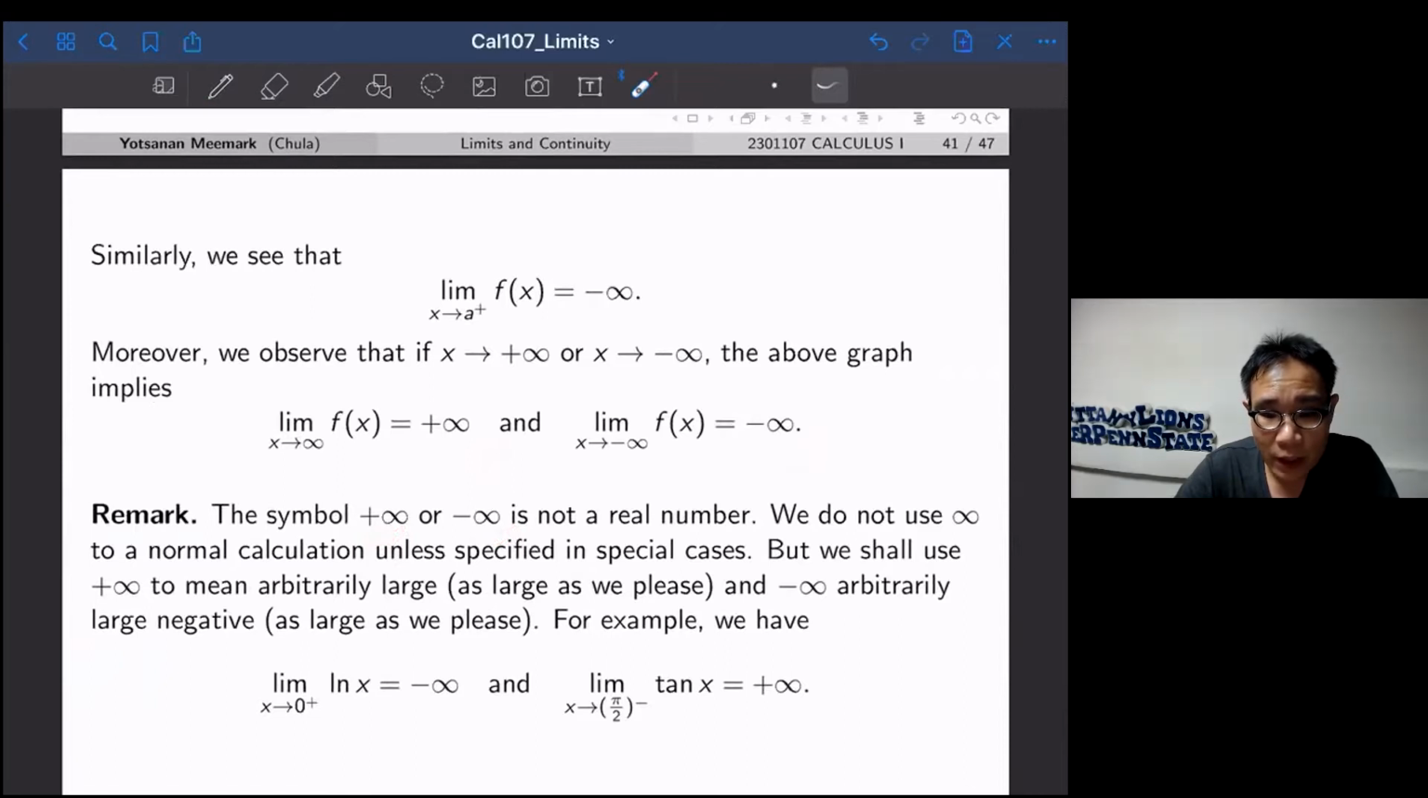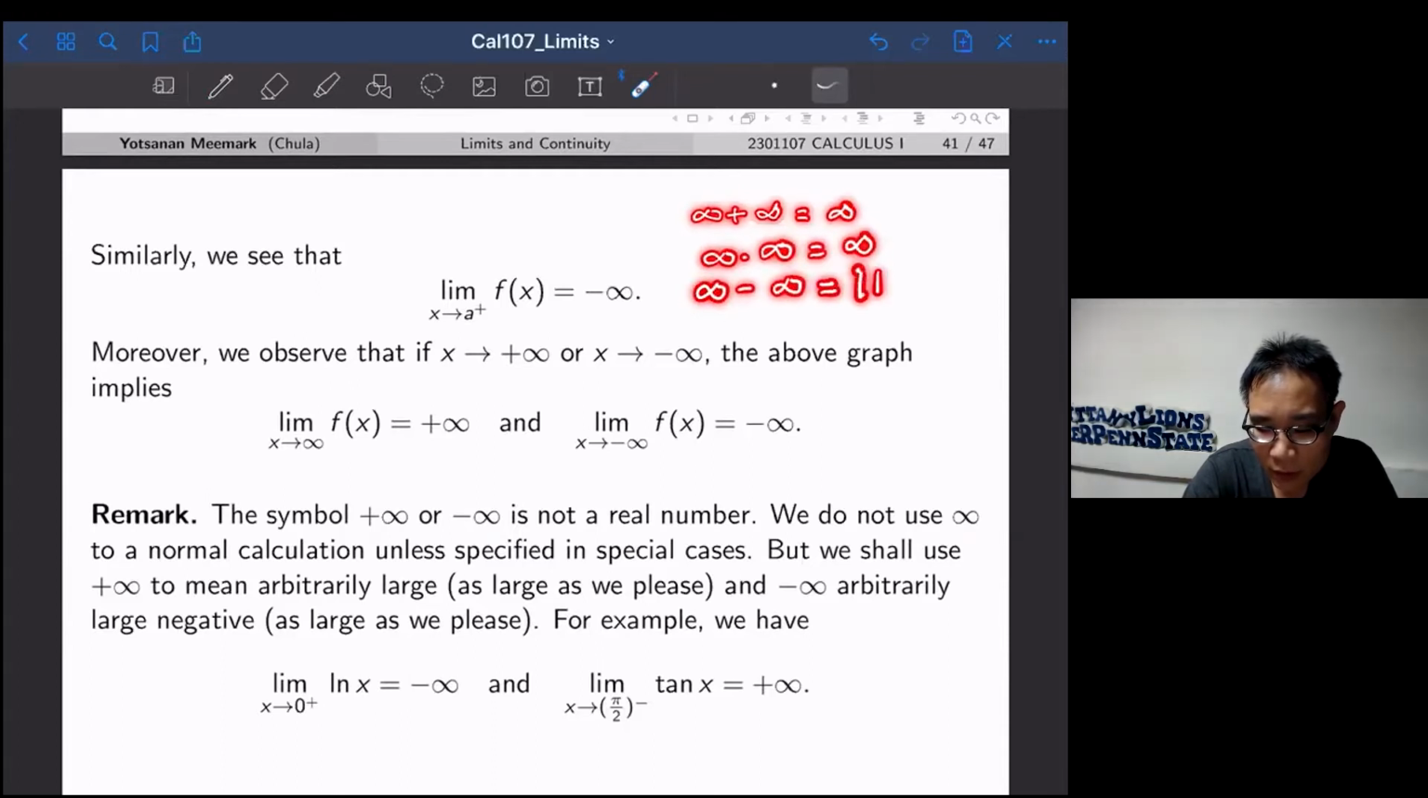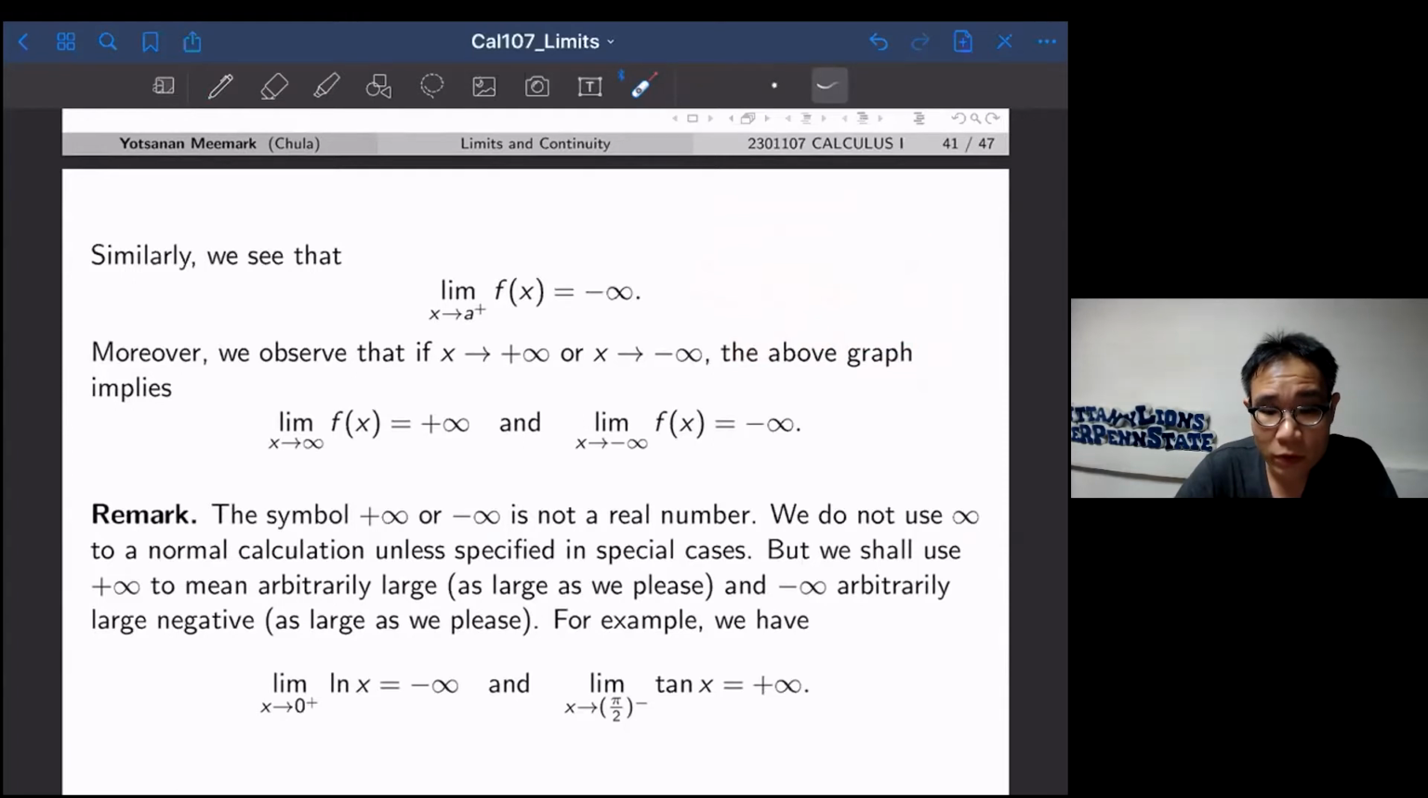I want to remark that positive infinity and negative infinity are not real numbers. We do not use infinity in normal calculation unless specified in special cases. I used to tell you that infinity plus infinity equals infinity. This one is no doubt. Infinity multiplied by infinity turns out to be infinity. This one is also no doubt. However, infinity minus infinity is an indeterminate form. And infinity over infinity is also an indeterminate form, where we have no conclusion yet and need to simplify.